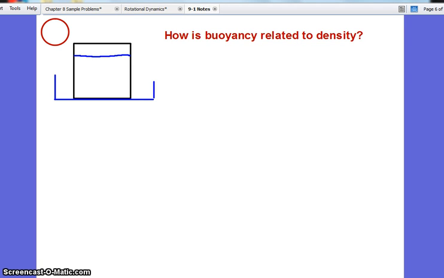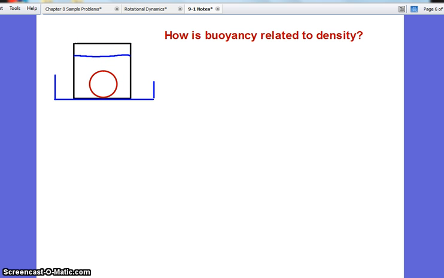Both density and buoyancy describe why objects float or sink, so mathematically there has to be some relationship between the two, and that's what we want to derive today. What we have going on here is, let's say we have an object and we're going to place that object into a container of water.